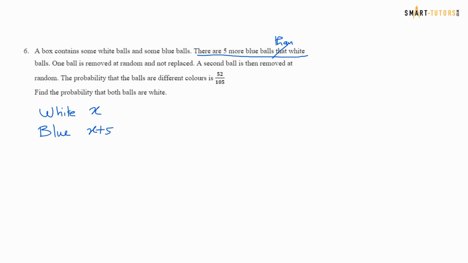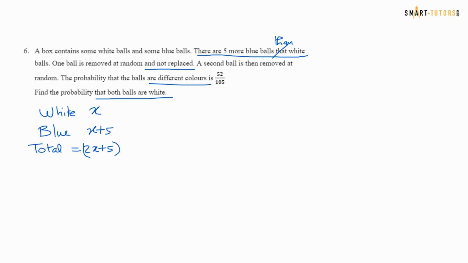One ball is removed at random and not replaced. Again, this is a conditional probability, and a second ball is then removed at random. The probability that the balls are different color is given as 52 over 105. Find the probability that both balls are white. So what we want to do is, white is x, blue is x plus 5. You need to find out the total, which is 2x plus 5. Right? Find the probability that both balls are white.